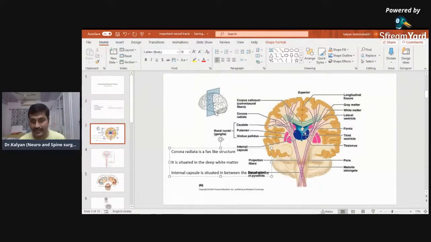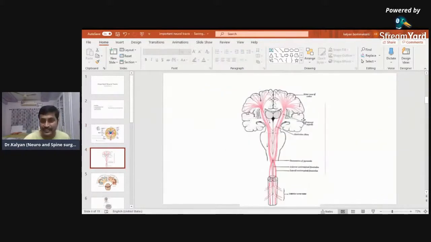What you have to remember is that all these nerve tracts, when they are coming from the motor cortex, are far from each other. But once they reach the internal capsule, they are very closely situated to each other. They form a tight bundle. This is very important, and I will be telling you later on.